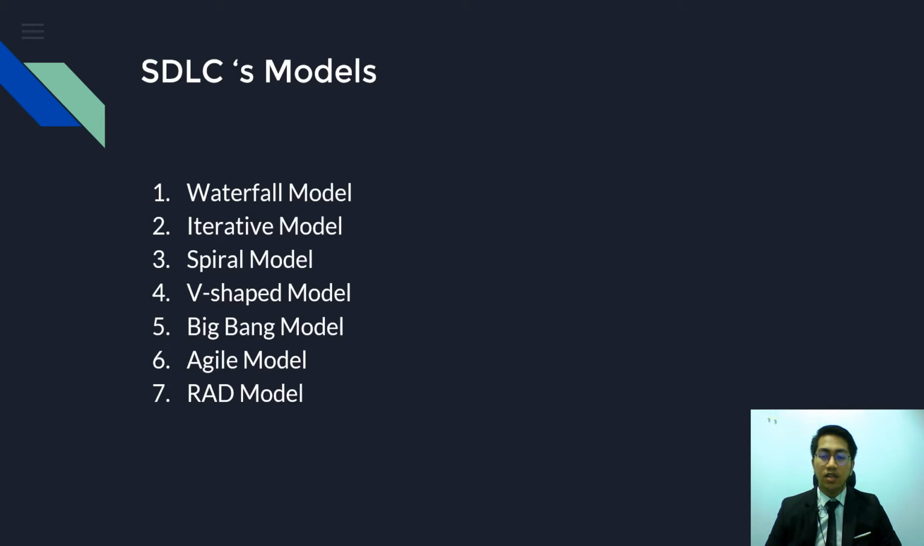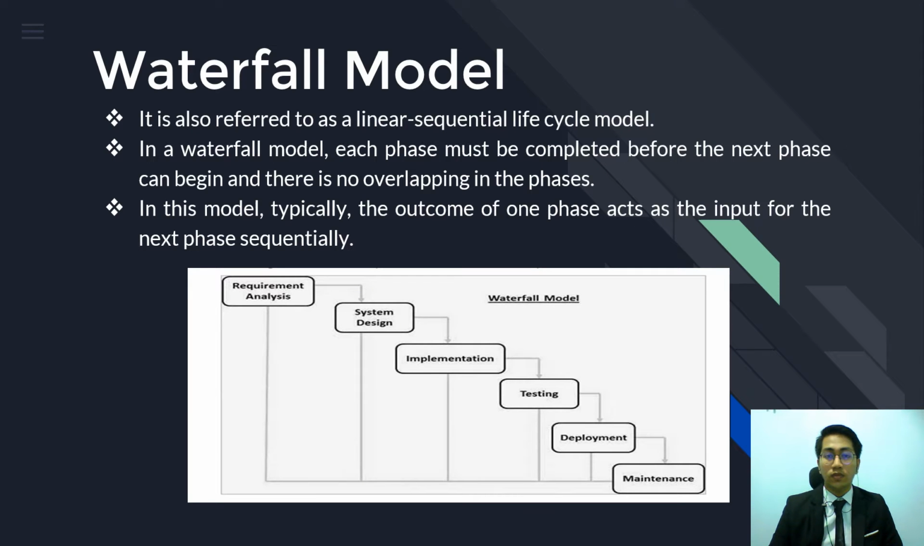Within SDLC, there will be 7 models, beginning from the waterfall model to the RAD model, which I will explain in detail in the next slide. So the first model would be the waterfall model. It is also referred to as the linear sequential lifecycle model. In a waterfall model, each phase must be completed before the next phase can begin, and there is no overlapping in the phases. In this model, typically the outcome of one phase acts as the input for the next phase sequentially.